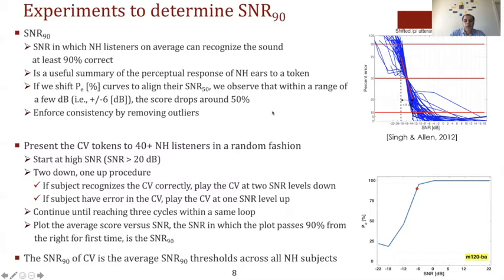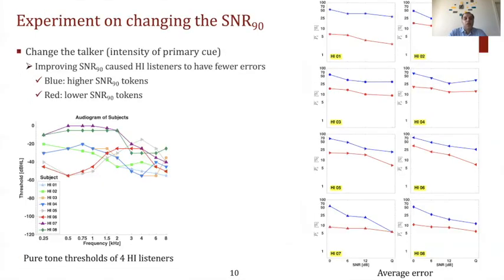Now we want to see how we can use this perceptual measure that is related to the noise and also related to the primary cue intensity. This is an experiment with hearing impaired subjects. These are the audiogram profiles for 4 subjects. We have 8 curves here, and these are the average recognition curves across all of the sounds that we presented.